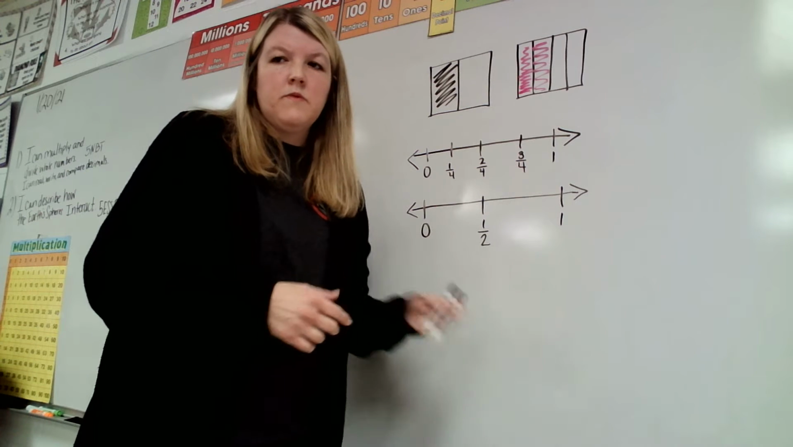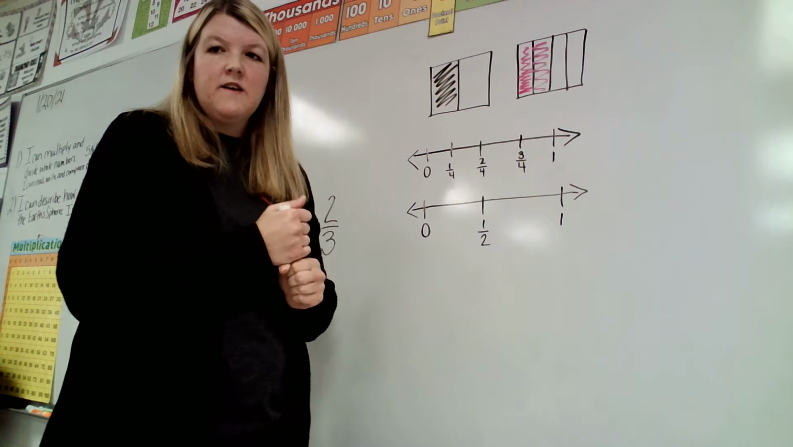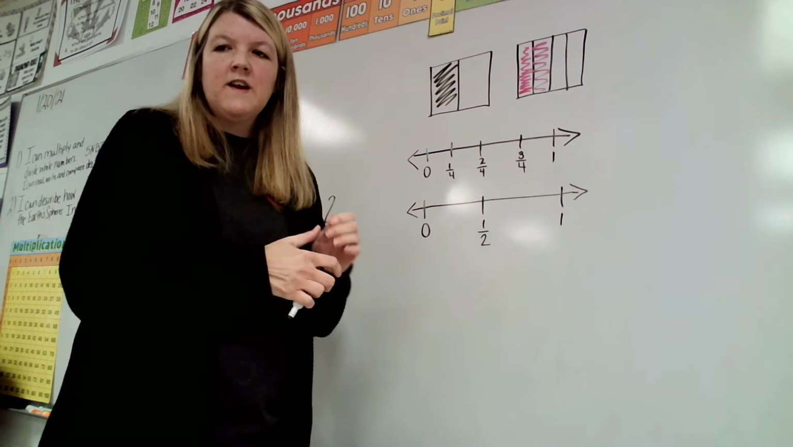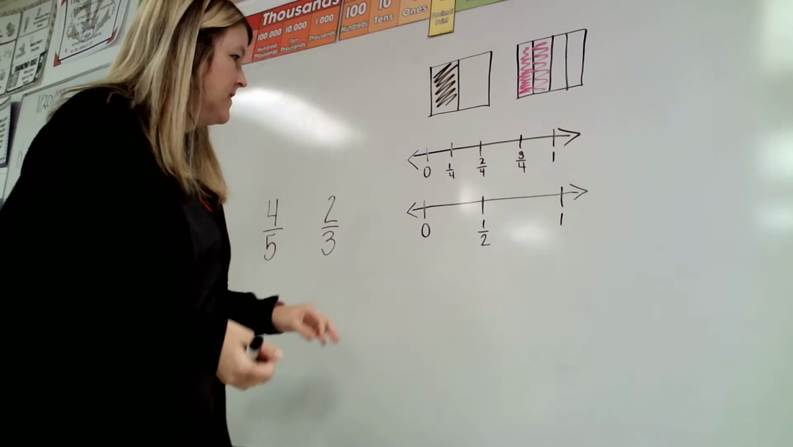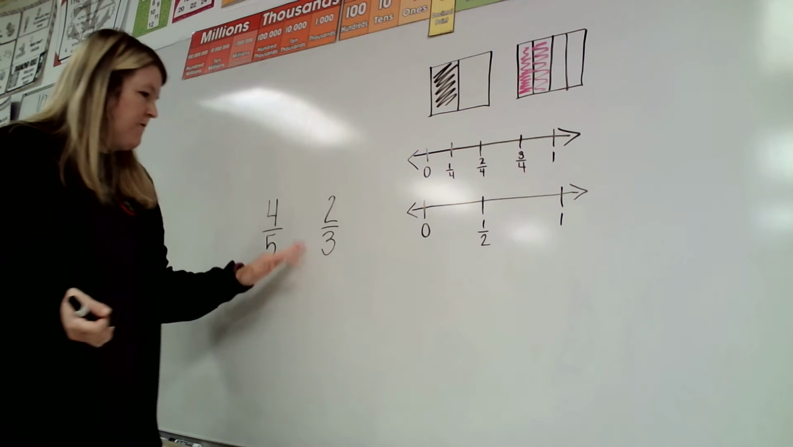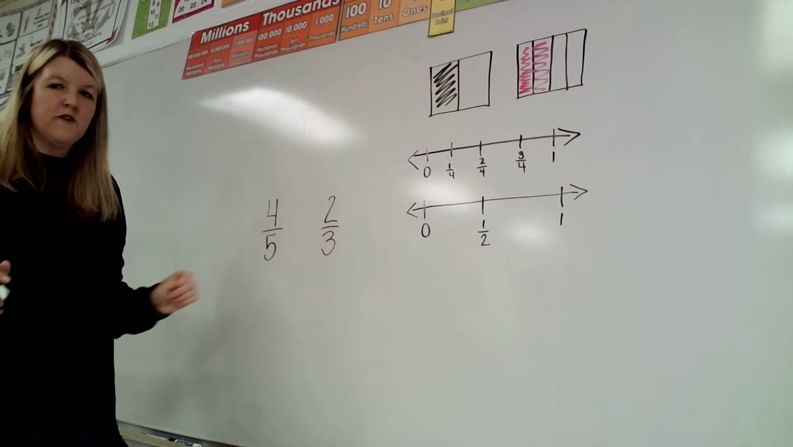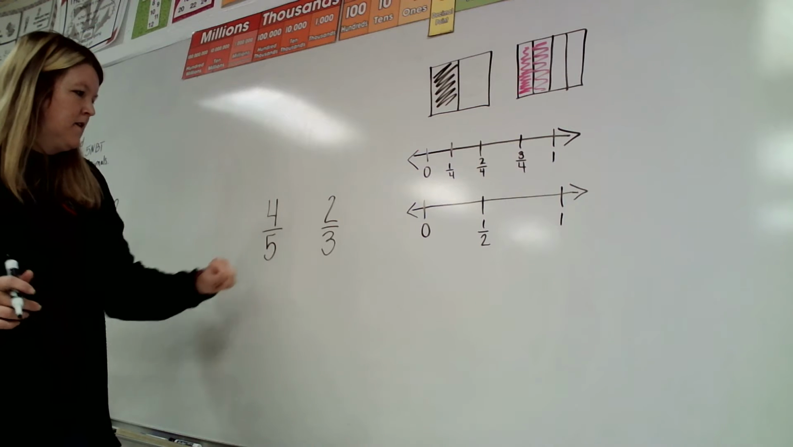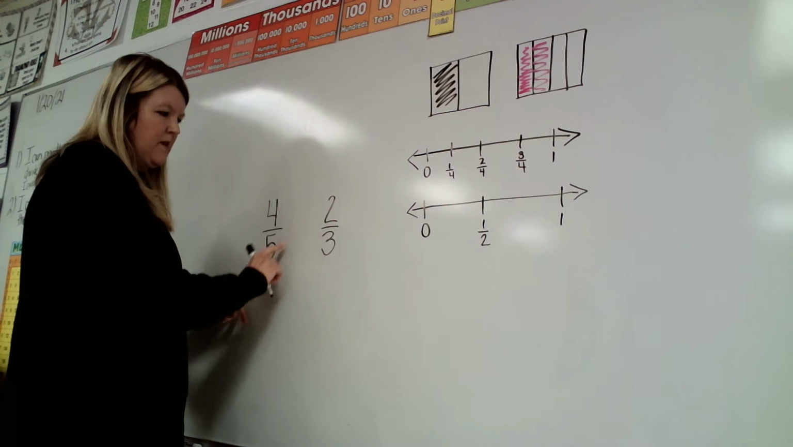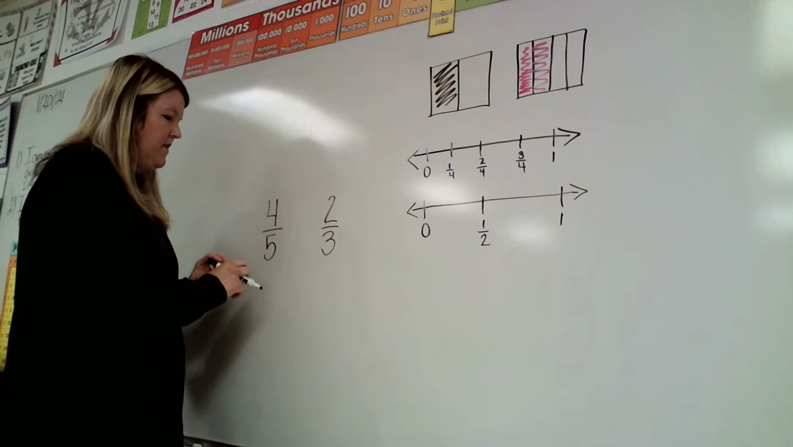So we can also use another method without a number line, and that is finding a common denominator. If we find a common denominator, that makes it easy to compare fractions. So here I've got 4/5 and 2/3. Just by looking at them, I'm not real sure which one is bigger. If I try to get a common denominator, I can compare them with like units, and that makes it easier to see which one is greater.